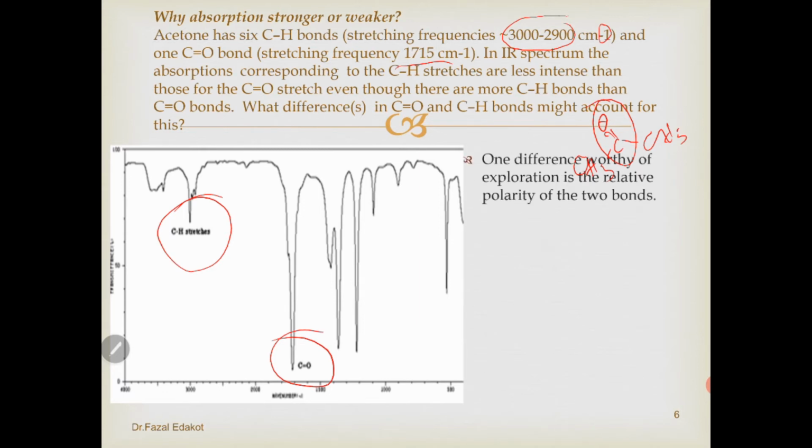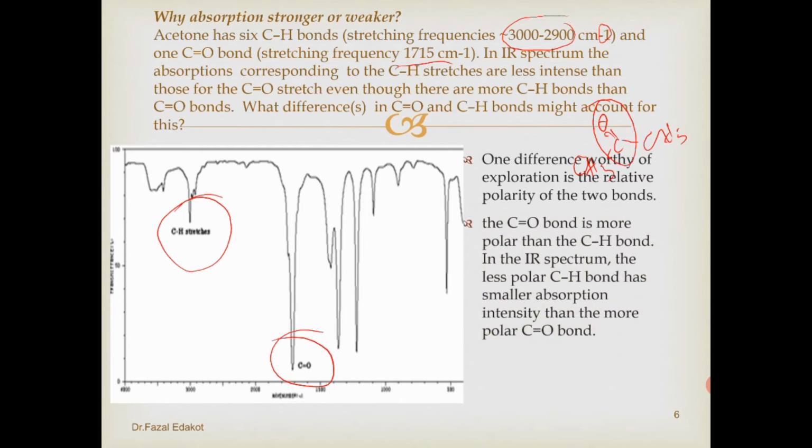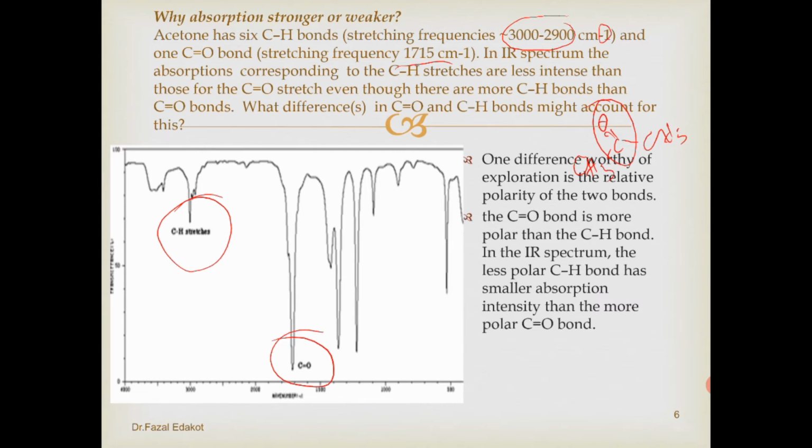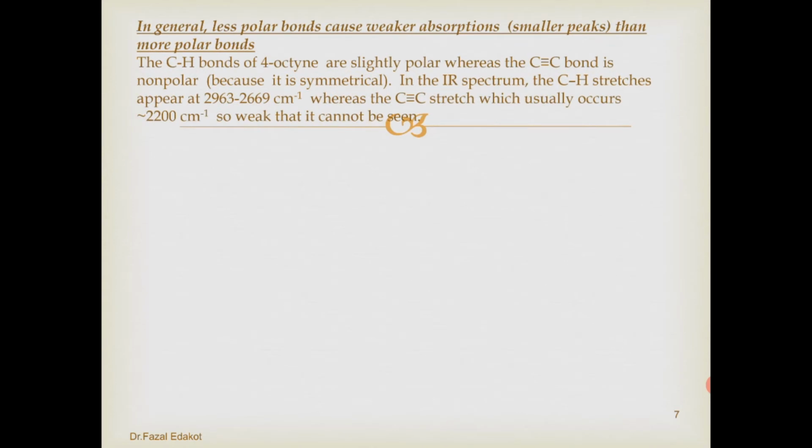Why? The answer to the question, one difference worthy of exploration, is the relative polarity of the two bonds. The CO bond is more polar because it is between a carbon atom and an oxygen atom, which have a good difference in electronegativity. The other one is the CH bond, where the difference is lesser. In the IR spectrum, the less polar CH bond has smaller absorption intensity than the more polar CO bond. So we can conclude like this: in general, less polar bonds cause weaker absorption, that is a smaller peak, than more polar bonds.